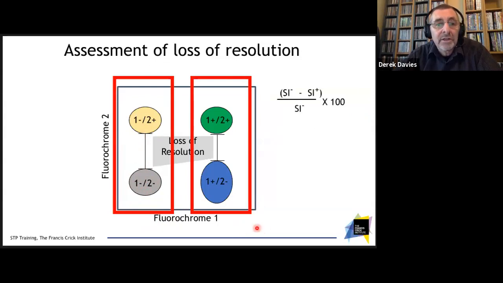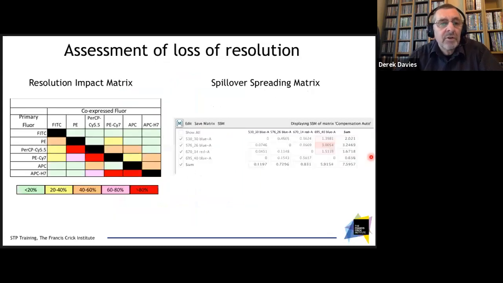So looking at the difference in the stain index of the double positives and the single positives, given as a percentage. So if there's no difference, if I see no spread, that will have a value of 0. So I'm getting no loss of resolution. So the higher that number, the more resolution I'm losing. So then for each of your cytometers, you can produce what we call a resolution impact matrix.